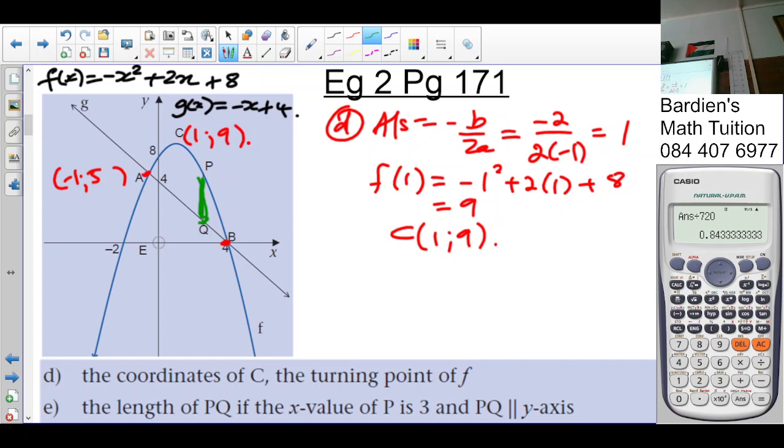If the x value of P is 3, which means to say there's going to be a 3 and some y value, and this is going to be 3 and some y value. PQ is parallel to your y-axis, or you could say perpendicular to the x-axis. They normally give one of the two. So how are you going to calculate the length of PQ?